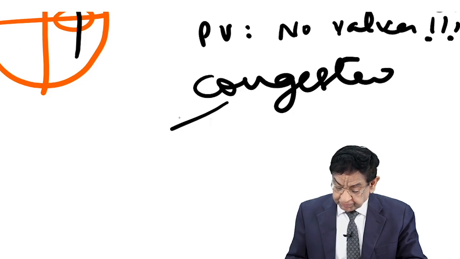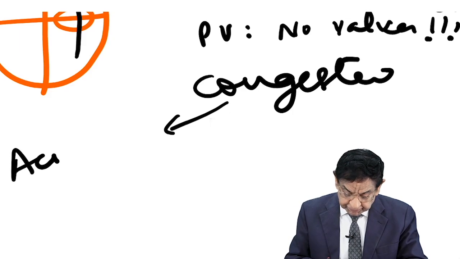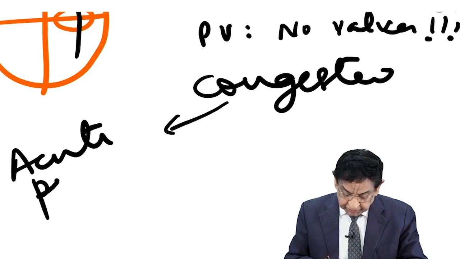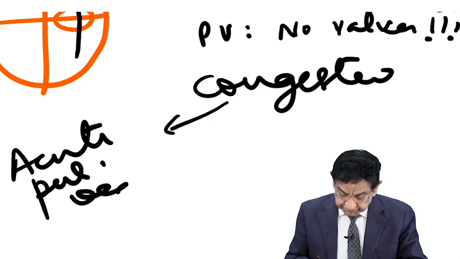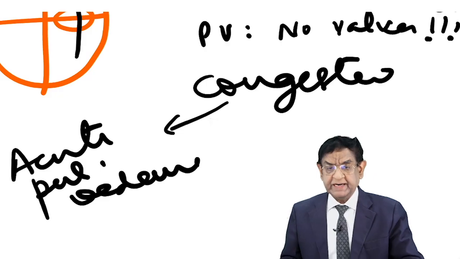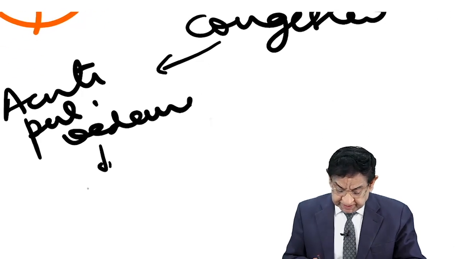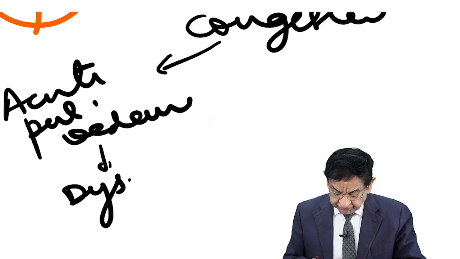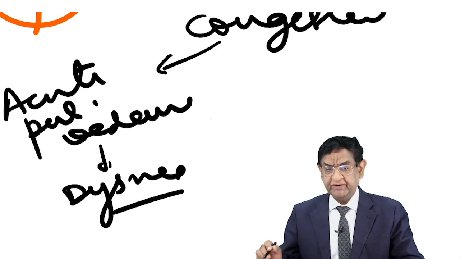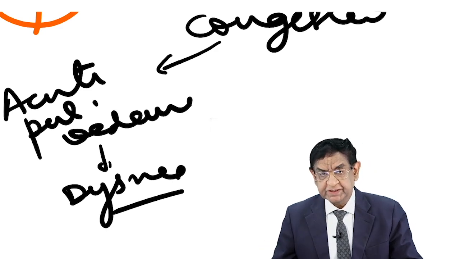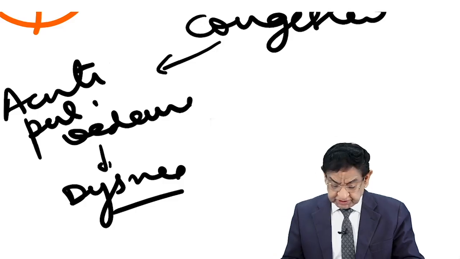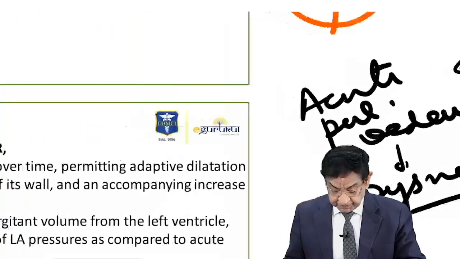That lead to acute pulmonary edema. If not, at least congestion will happen. The patient will develop dyspnea. Sudden onset of dyspnea will be there. Understood? So this is all about in acute.